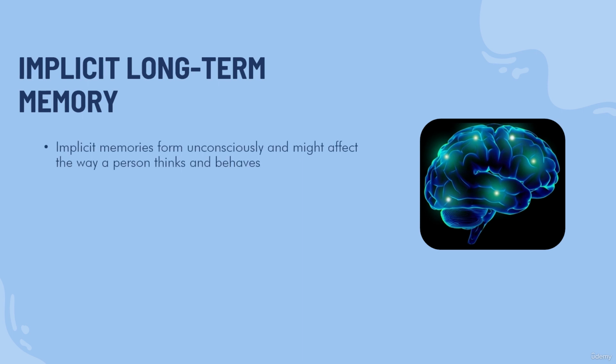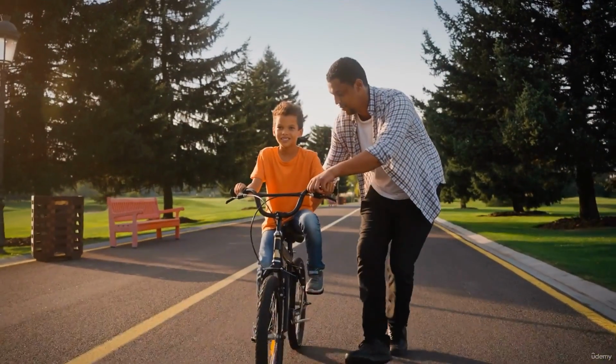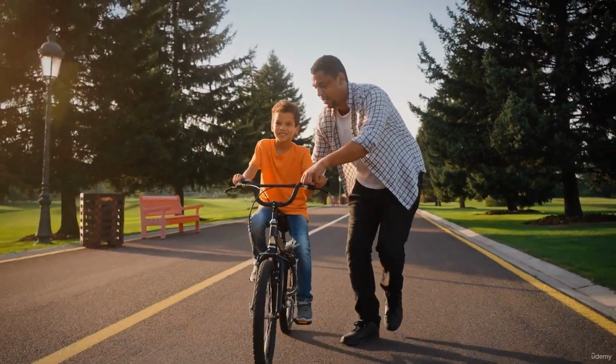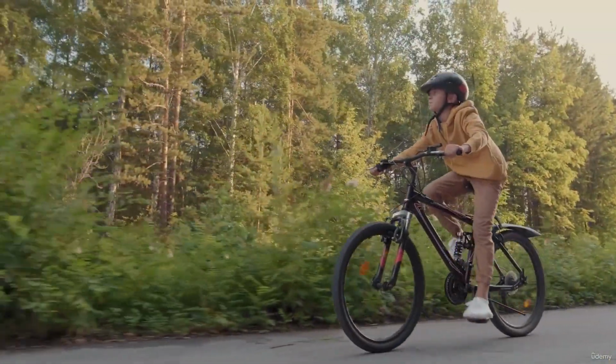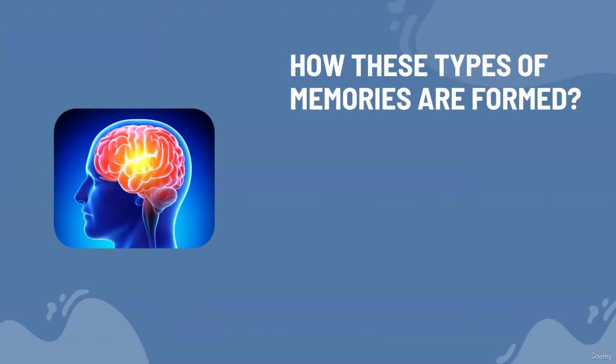Implicit memories form unconsciously and might affect the way a person thinks and behaves. Implicit memory often comes into play when we are learning motor skills, like walking or riding a bike. If you learned how to ride a bike when you were 10 and don't pick it up again. How these types of memories are formed.